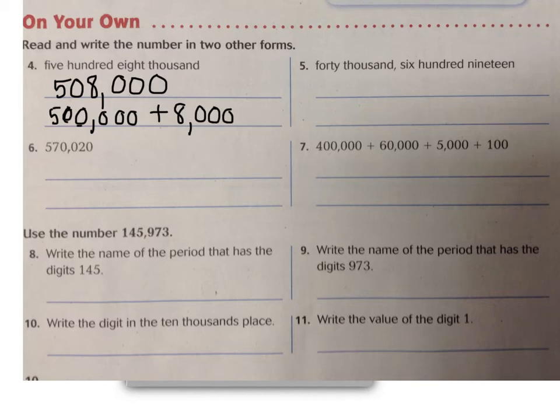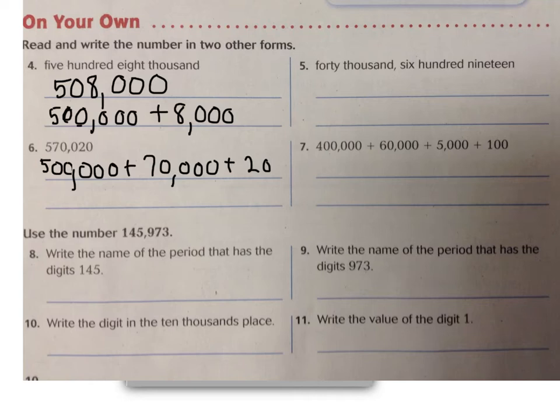Number 6 says 570,020. So again, to write it in expanded form first, we will write 500,000 plus 70,000 plus 20. And then I'm not going to write out the words, but all you would do is spell out the words for 570,020.